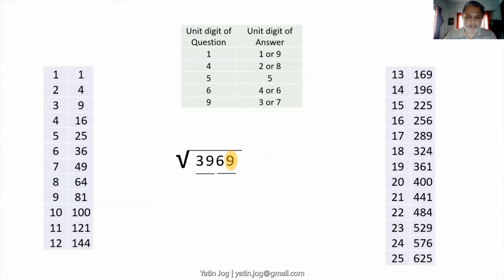Look at the unit place, it is 9. So the answer of this square root has to end with 3 or 7. It will either end with 3 or it will end with 7. Now look at the second group of numbers, 39, and look at the square number chart. So 39 is between 36 and 49. So we'll take the lower value, which is 6. So my answer has to be either 63 or 67.